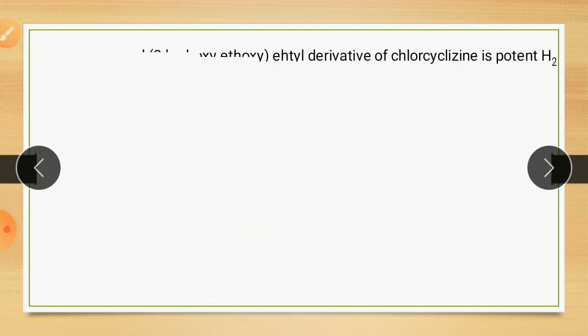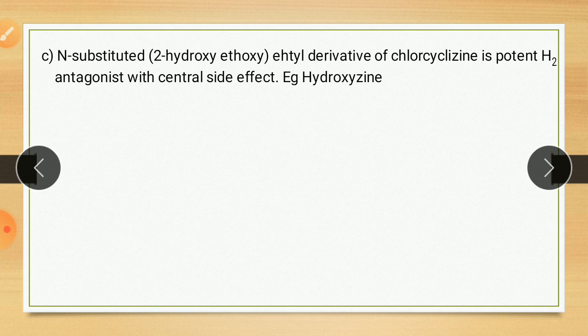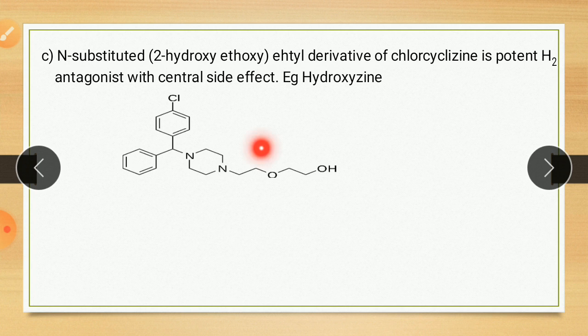Next point, the N-substituted 2-hydroxy-ethoxy-ethyl derivative of chlorcyclizine is a potent H1 antagonist with central side effects. Example, hydroxyzine. So in the case of chlorcyclizine there is a methyl group, but when we replace this methyl group with 2-hydroxy-ethoxy-ethyl, it gives the new drug hydroxyzine, which is an H1 antagonist.